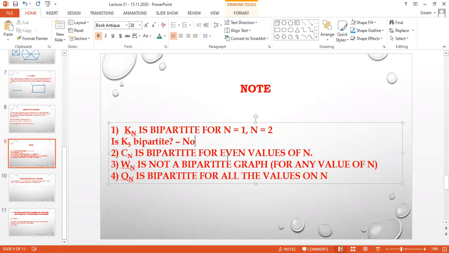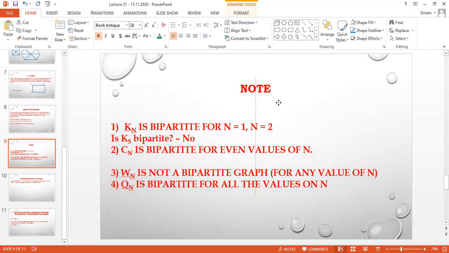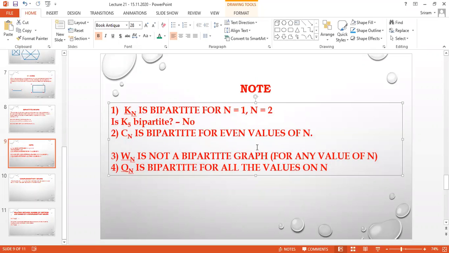For C, that is cycle, any even number value is called bipartite. If I have a cycle with an even number of vertices, then it is called bipartite. For example, C10. The number 10 is even. If I have an even number, then I am going to write this is bipartite.